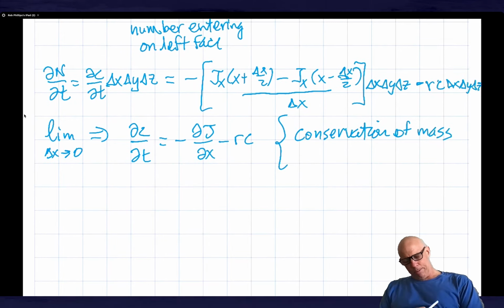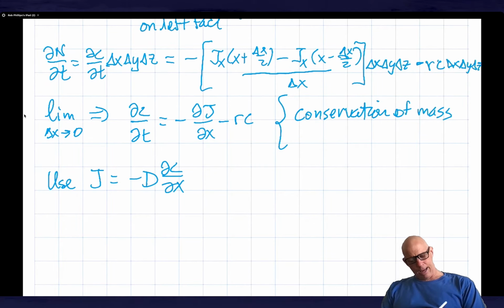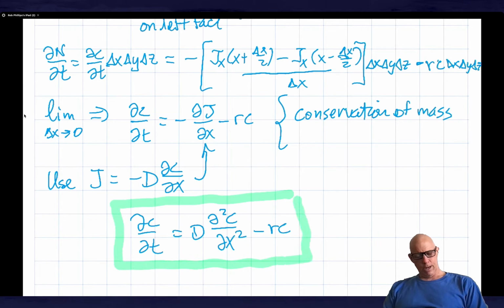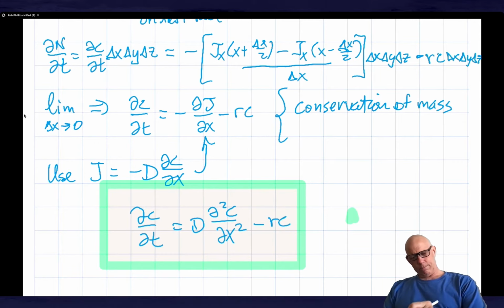And the final step is use that j is equal to minus d dc by dx. And if we plug that in here, this leads us to, in the end, the reaction-diffusion equation, which is this equation. So there you go. That's our big result. That's our reaction-diffusion equation. Great. So that's the governing equation according to our pathetic thinking in this particular case. That is the governing equation for the concentration profile.